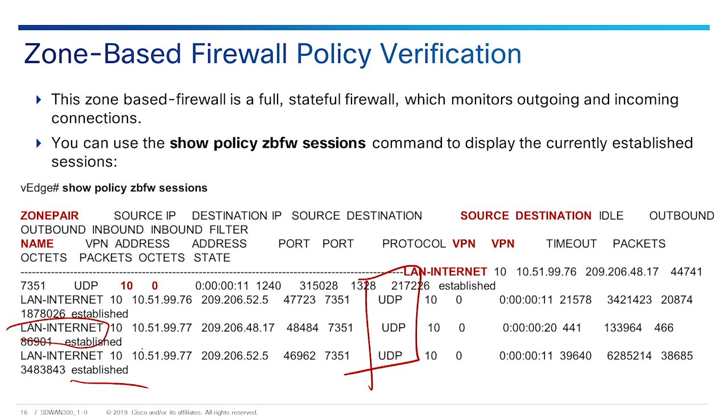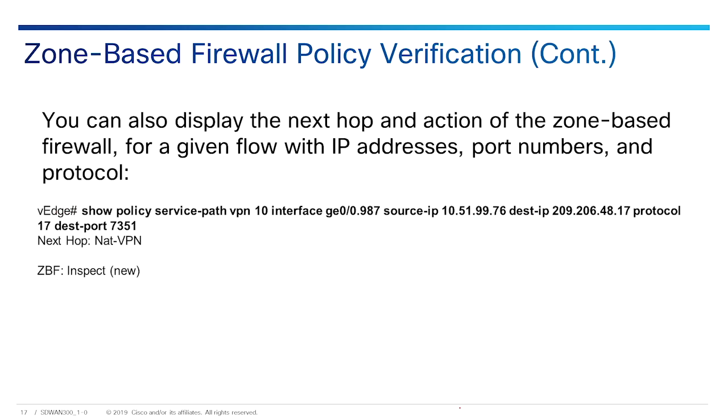Okay? And we also have our source and destination VPNs here. And it's 10 and 0. So it's from the inside LAN of VPN 10 and our outside to VPN 0 for our tunnel. Okay?